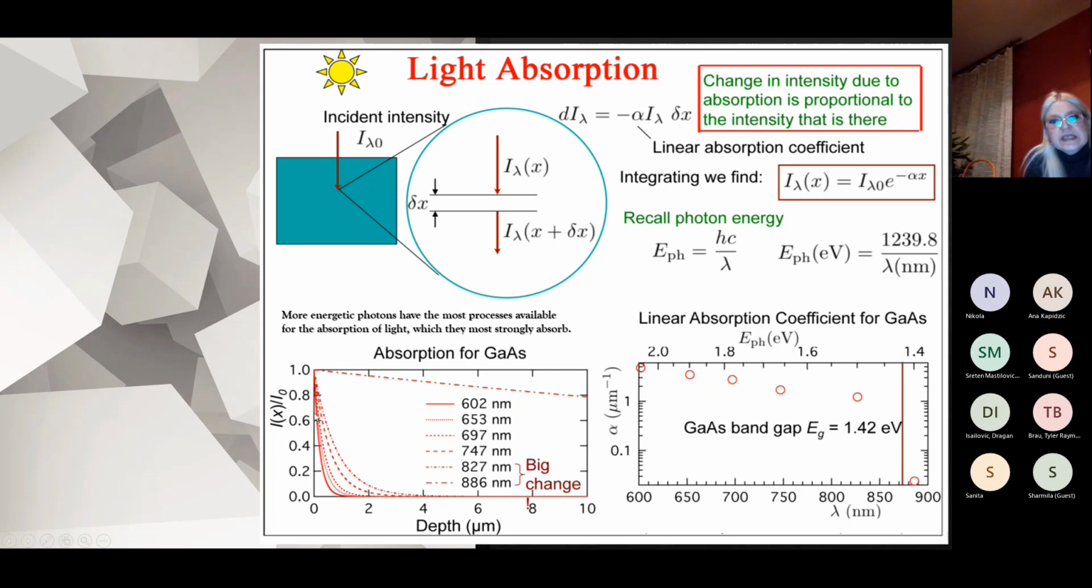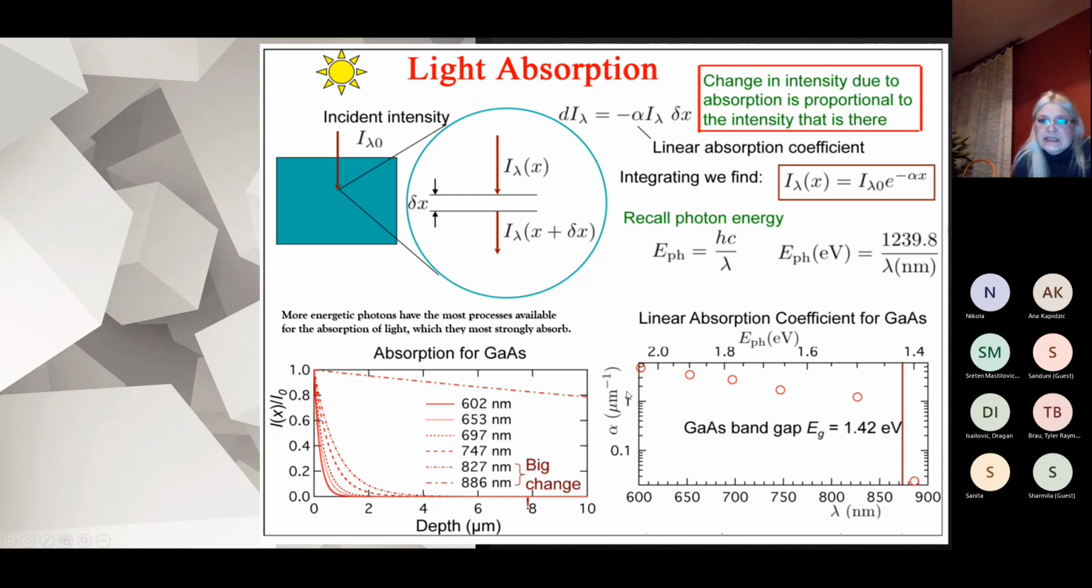But basically here you can see that it's not like that. The lowest energy photon penetrates deeper, and its absorption is lower than for the highest energy photon. This is because the more energetic photons have more processes available for the absorption of light. And that's why they strongly absorb.